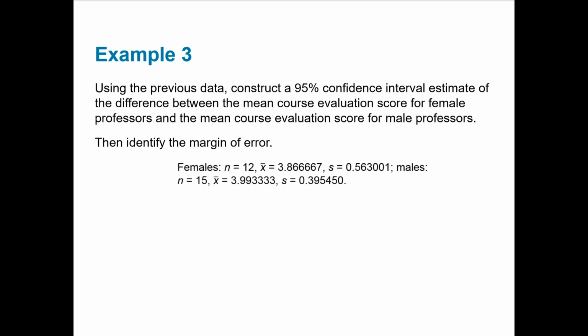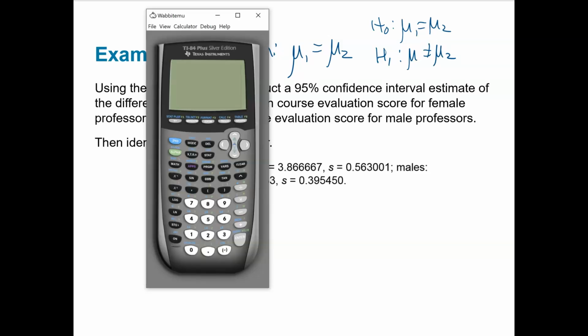and then identify the margin of error. Let me go back to my notes here. The claim was that they are equal. So our null was that the means are equal, and the alternative was that they are not equal. So we're going to go to the calculator, and we're going to go to stat, tests, 2-sample t interval, because now we're talking about intervals.